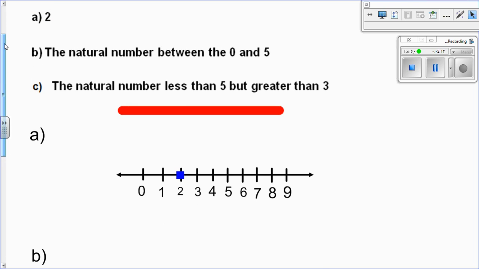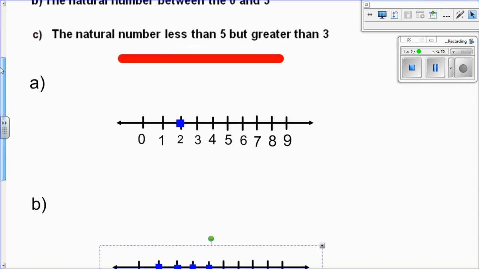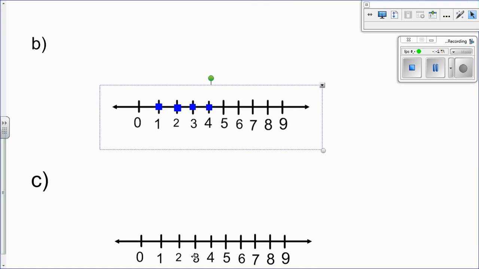Question C. The natural numbers less than 5 but greater than 3. What are the natural numbers which are less than 5? The natural numbers which are less than 5 are 0, 1, 2, 3, and 4. But it said greater than 3. So only 4 is the natural number which is greater than 3 and smaller than 5. I'll draw my number line and mark on 4.